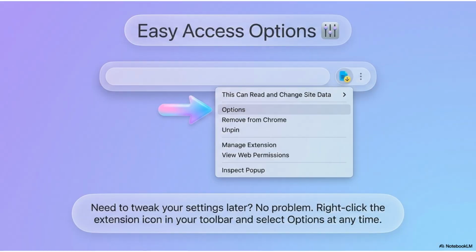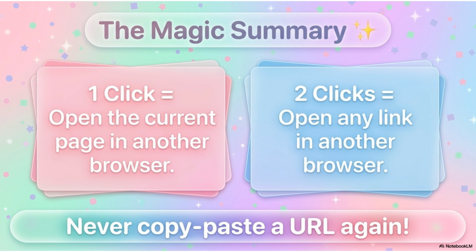Easy access options. If you ever need to tweak your settings later, there's no need to hunt through menus. Just right-click the extension icon in your toolbar and select Options at any time to adjust your browser list or pop-up preferences.